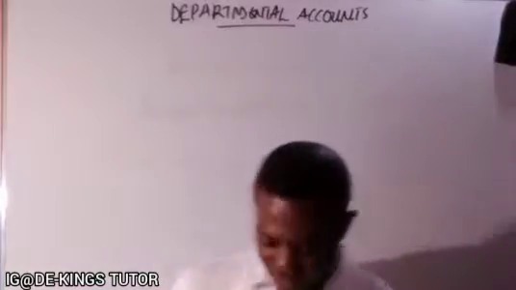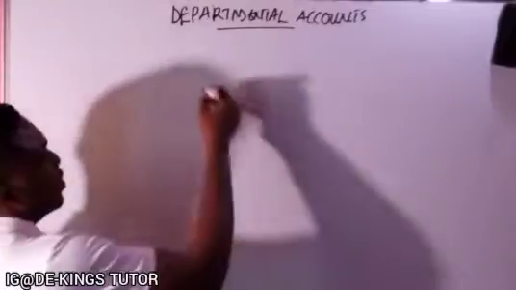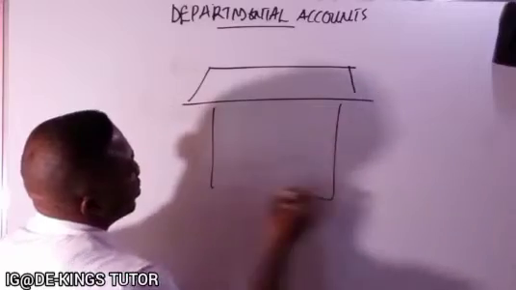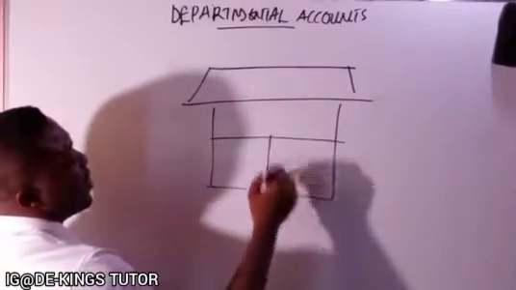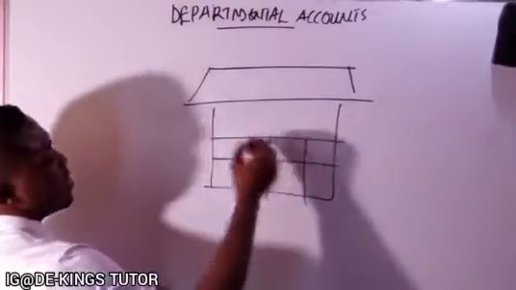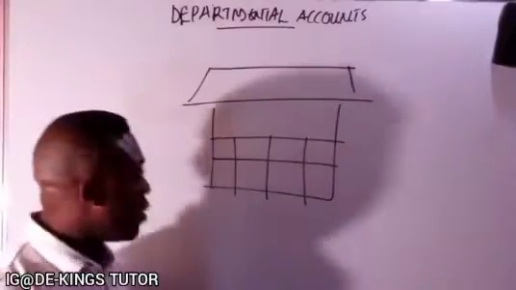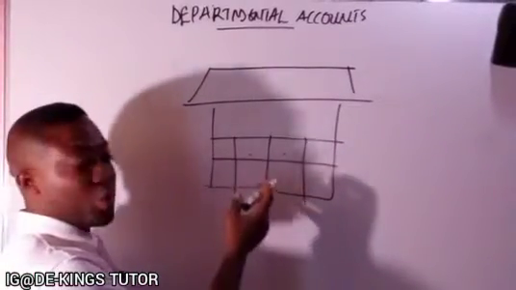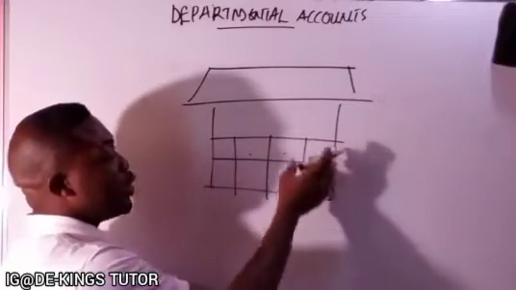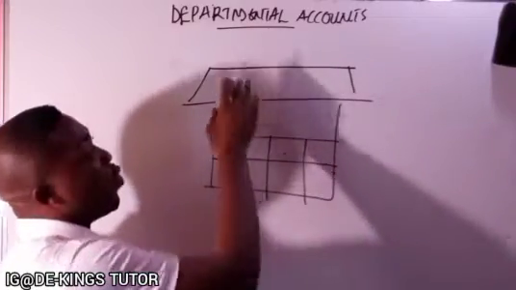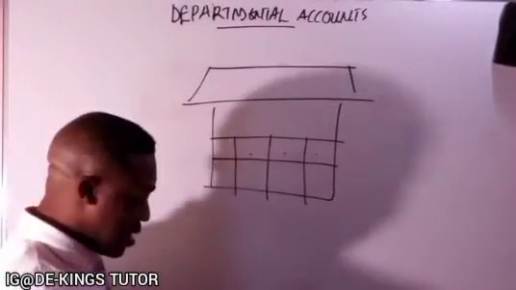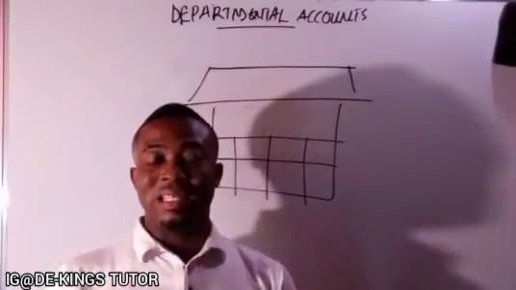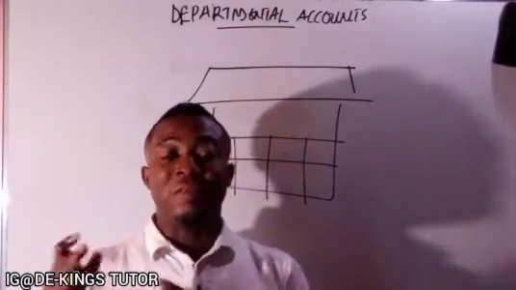For instance, if we have an industry or a company that deals with different products under the same roof, in order to check the profitability of each department, they have to prepare what we call departmental accounts. It's the same process as a trading profit or loss account, but this one will be in columnar form. They will have to prepare one for each department.